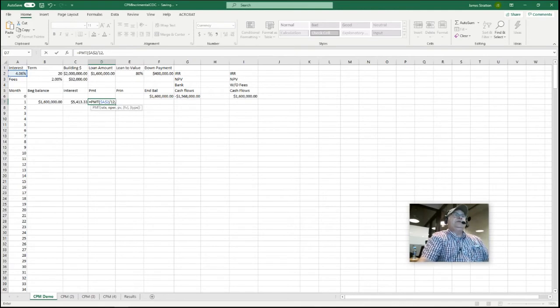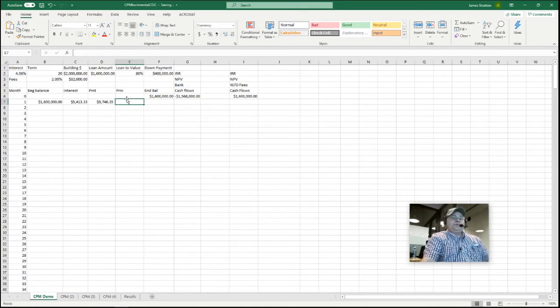And then what we need to do is have a term. So here's our term, and we want to freeze that. All right. And that's times 12. Okay. And then we're going to put a comma. Now these payments are going to start declining. So we have to come in here and do a negative. And then we're going to go to D2, which is our loan amount. We're going to freeze it. And then we're going to close the parentheses and hit enter. All right. So that's our payment.